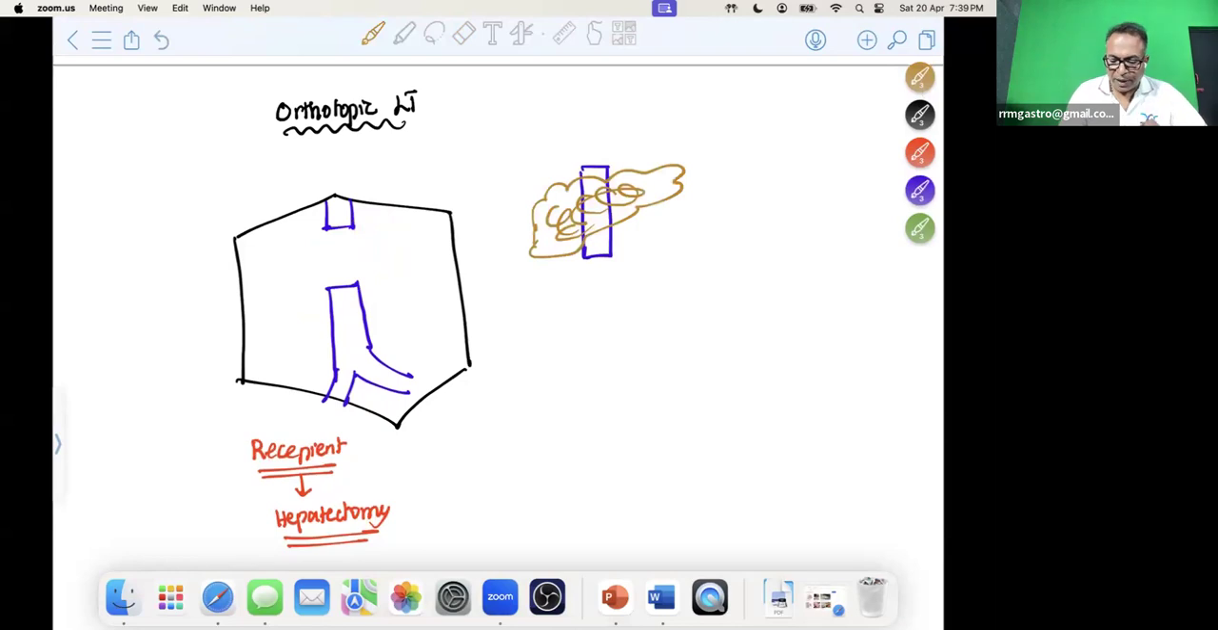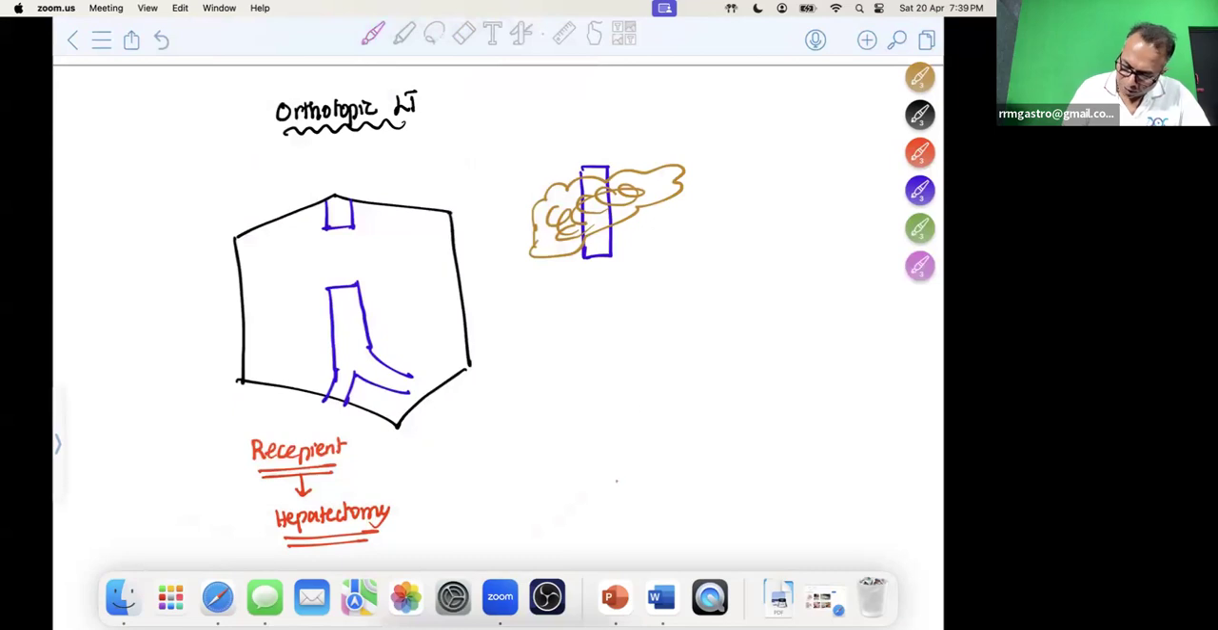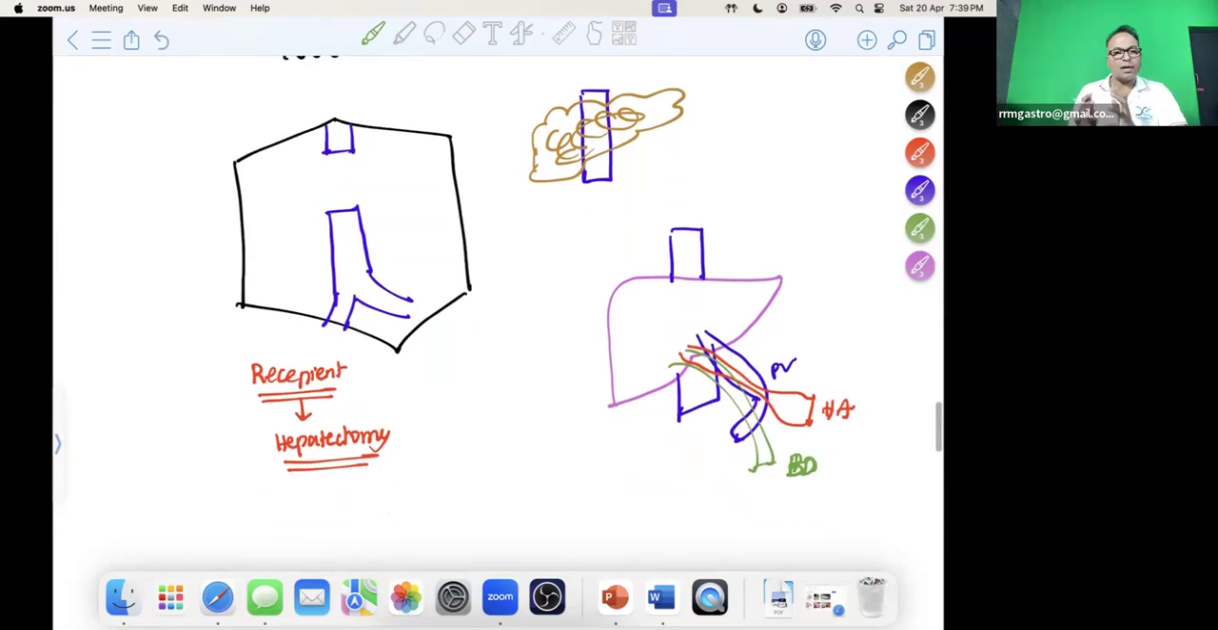And now I need to bring a new organ, the classical organ from the donor. This is a good organ from the donor with its IVC. This is usually taken along with the IVC, and this will have a portal vein, a hepatic artery, and the bile duct. Everything will be present in this donor organ. So now I am going to bring this and keep it here.